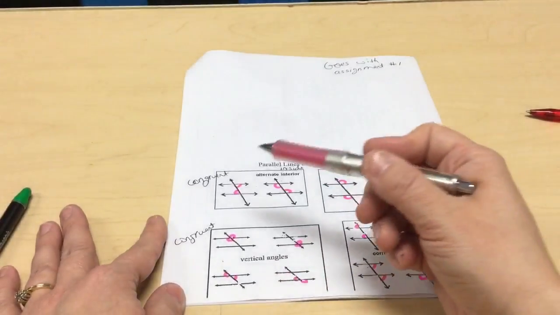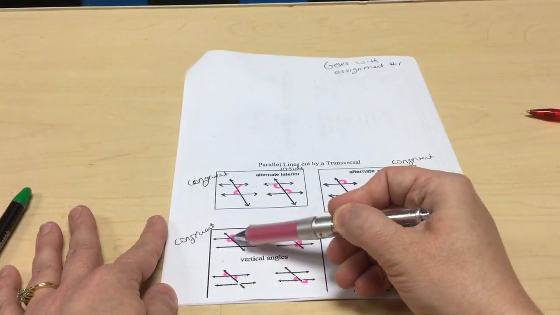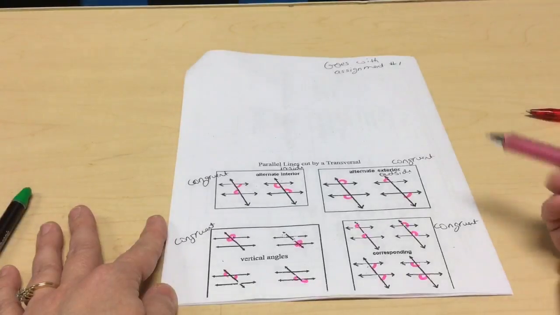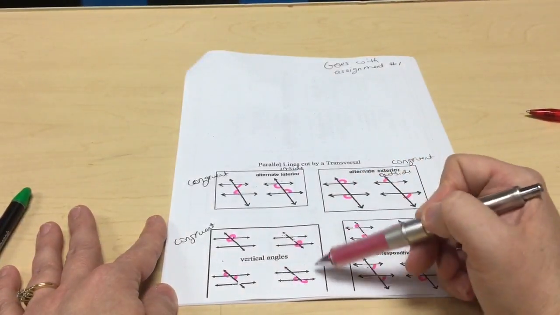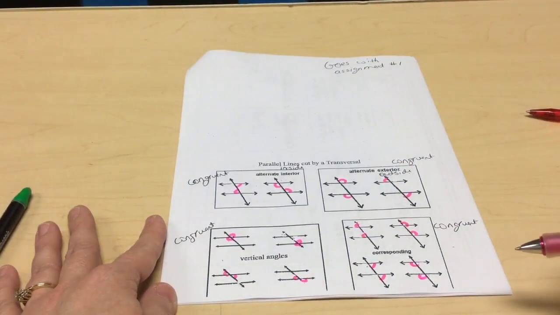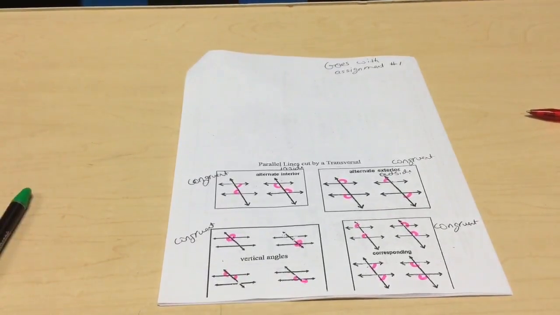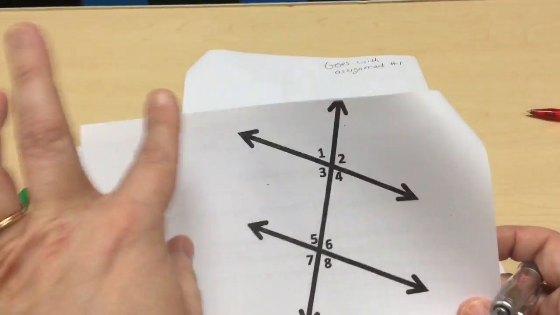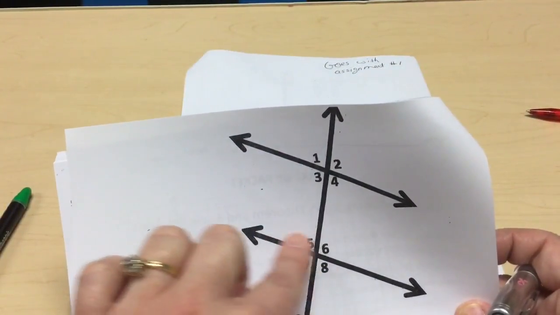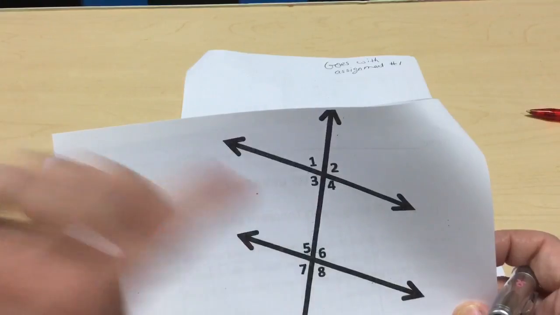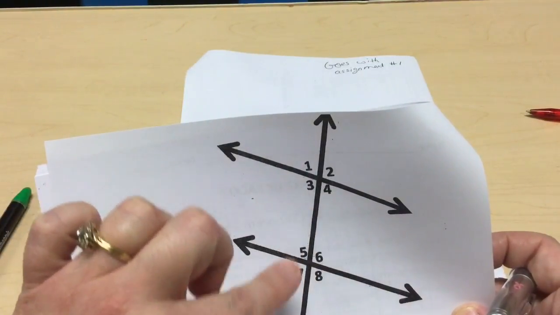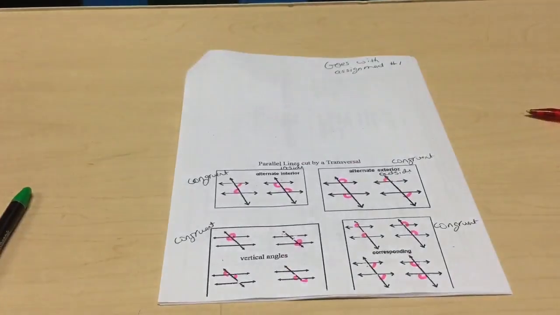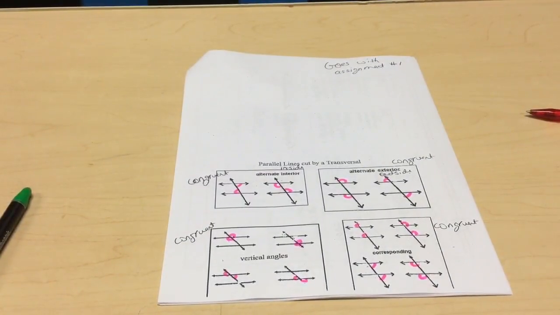Vertical angles, they touch. Their vertex touches, they share it. Okay, they're also congruent. All right, there's some examples of vertical angles. Corresponding angles are angles that are in the same position. So remember those, these angles here, these 4 and these 4. So like 1 and 5 are in the same position, or 3 and 7 are in the same position. So they're going to be congruent also.